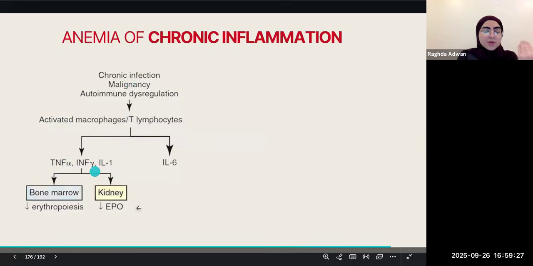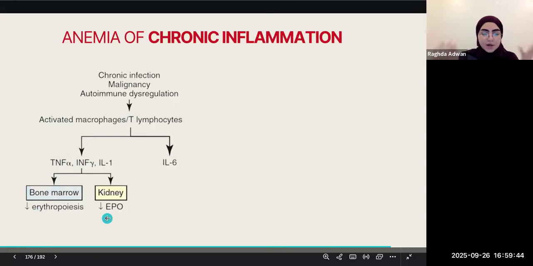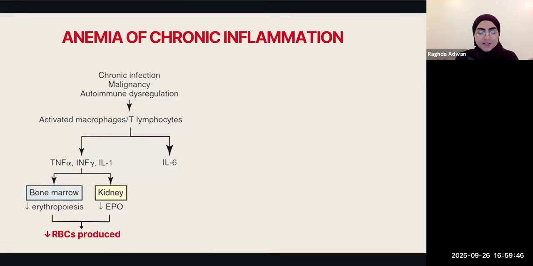And what these cytokines do is they will go to the bone marrow and they're going to suppress erythropoiesis, which is the production of blood cells. It will tell the bone marrow to stop making blood cells. It will also go to the kidney and tell the kidney to stop making erythropoietin or EPO. Obviously, what is the outcome of this? You're going to have less red blood cells, which is what anemia is.